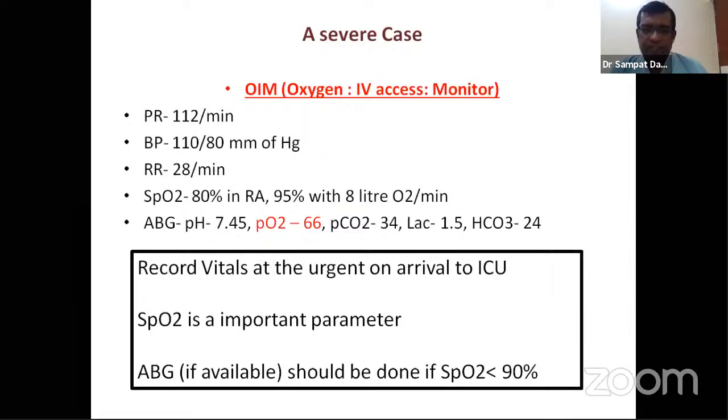Record the vitals. Saturation, as I already told, is always an important parameter because that will tell you early, before the patient actually goes bad. Please remember these are happy hypoxics, meaning they may have a low saturation but may not be complaining of it. And ABG, if at all available, is a must if your patient has a saturation of less than 90%.